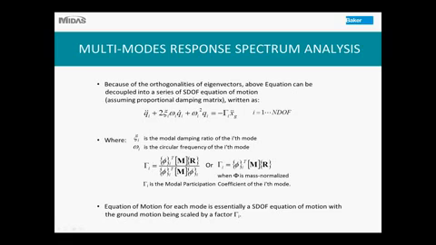This gamma factor basically describes how significantly the ith mode is participating in the ground shaking. And you can view this governing equation as the equation of motion for each mode, essentially an SDOF equation with the ground motion being scaled by a factor gamma i. So you just have a bunch of single degree of freedom systems, and the ground motion is scaled by a gamma i associated with each mode.